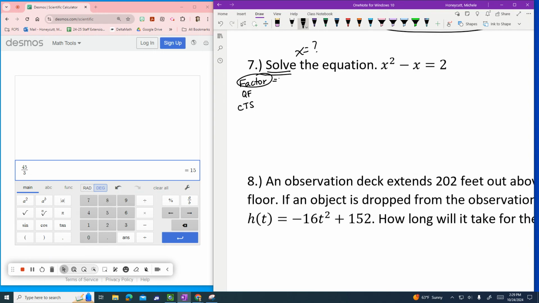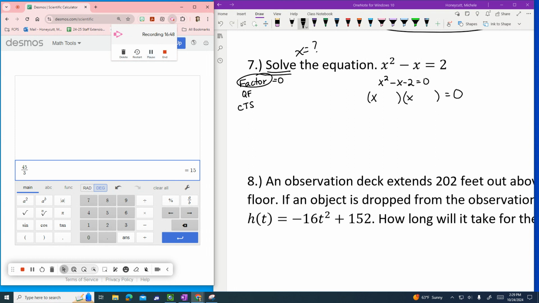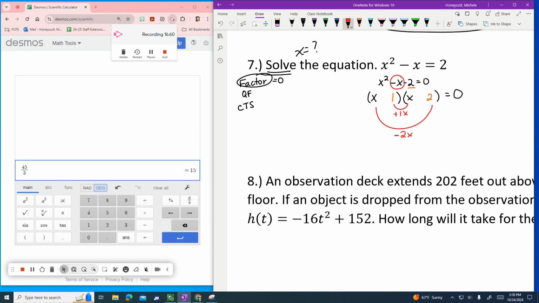If I factor it, you have to set it equal to 0. So x squared minus x, subtract 2 on both sides, we get equals 0. Now I'm going to try to factor. To get x squared, I can do x times x. And then to get 2, I could do a 2 and a 1. And right now my products are 1x and 2x. And I know negative 2x plus x give me negative x. So I will have a minus 2 plus 1.